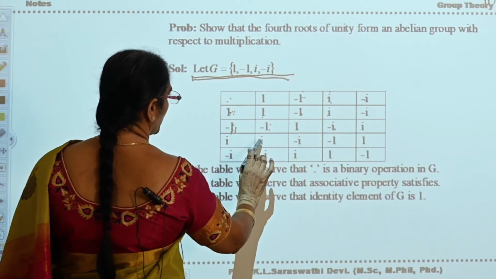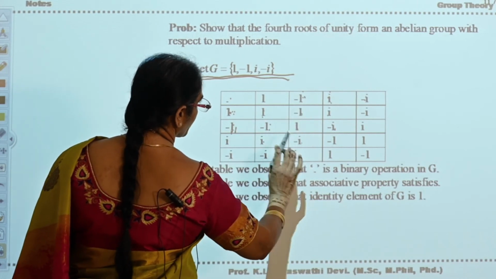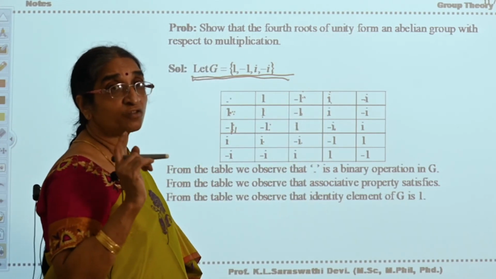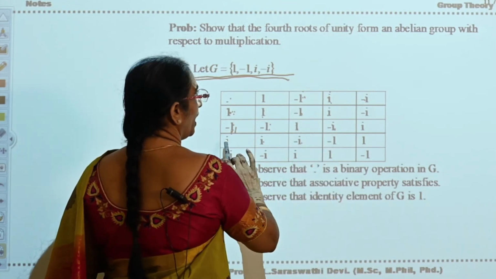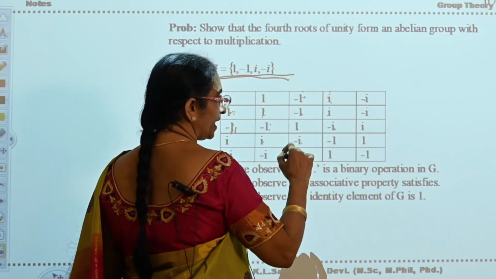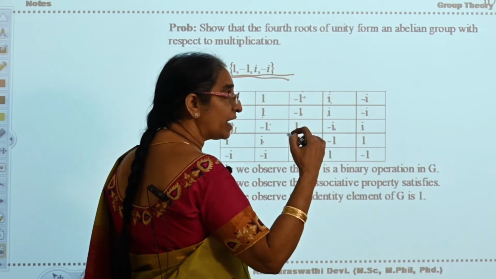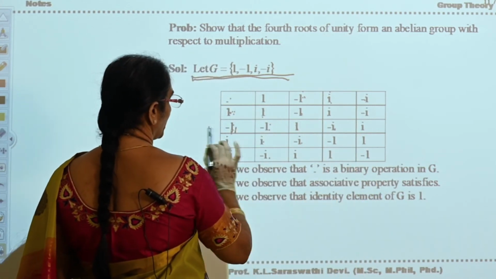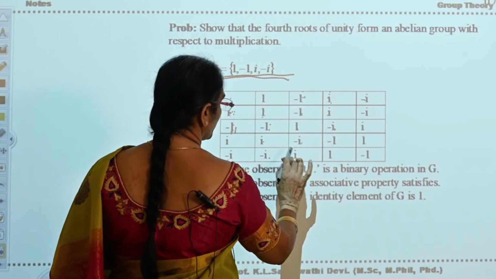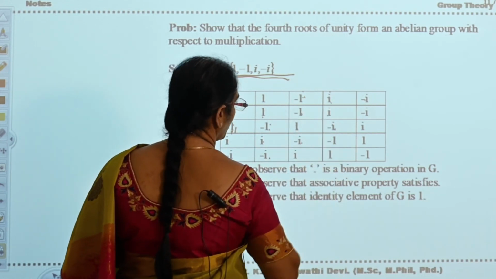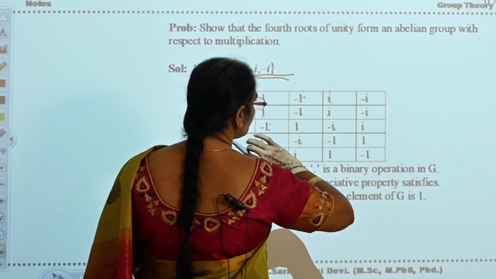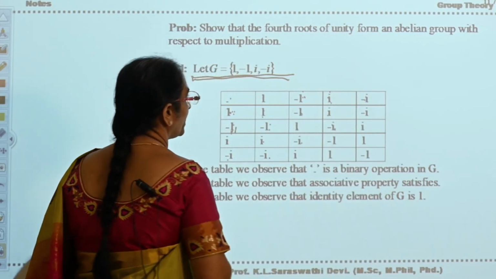Similarly, I into 1 is I. I into minus 1 is minus I. I into I is I square. I square is equal to minus 1. I into minus I is equal to minus I square. Minus into I square, which is minus 1, that will be plus 1. Similarly, minus I into 1 is minus I. Minus I into minus 1 is plus I. Minus I into I is minus I square, that is 1. Minus I into minus I is plus I square, that is minus 1.